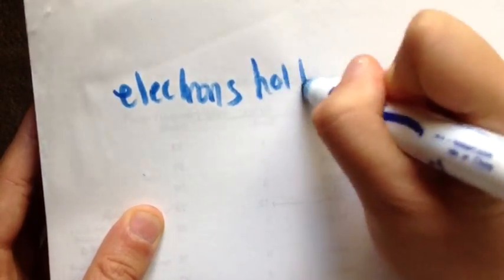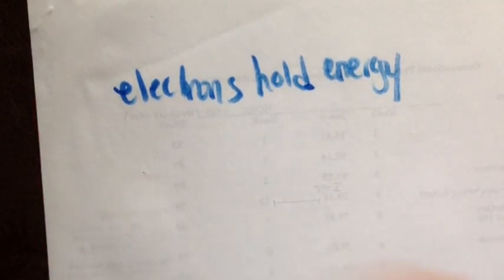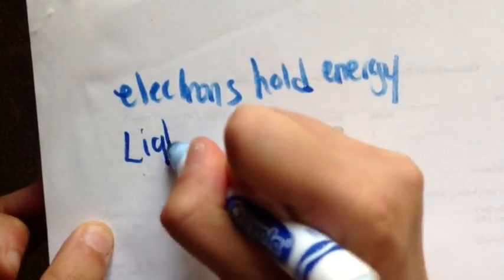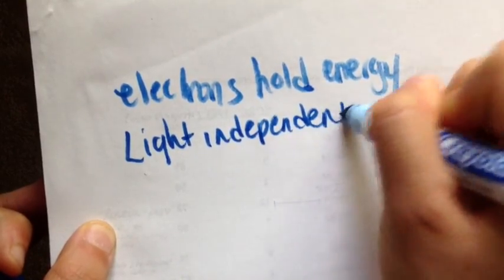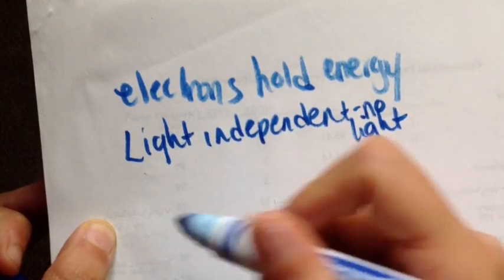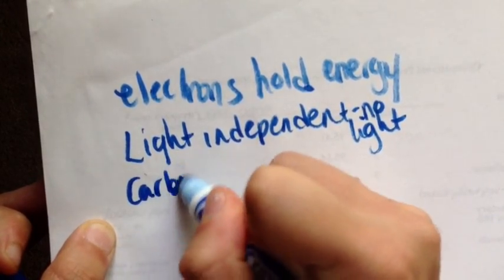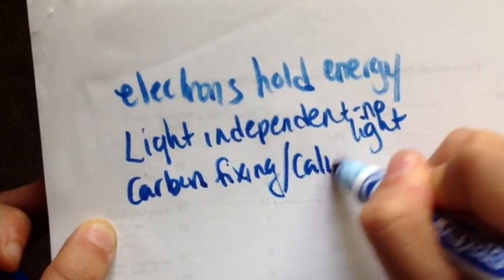Now we're in step 2. What have we gained from step 1? We basically have energy stored in electrons. So our electrons are holding our energy. What do we want to do with that energy? We want to go into step 2, which was our light-independent step, meaning no light is needed. We've already got our energy and we've stored it. Instead, we're going to do something called carbon fixing. And this is also known as the Calvin cycle.